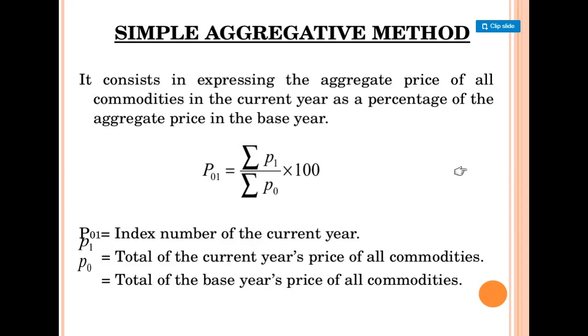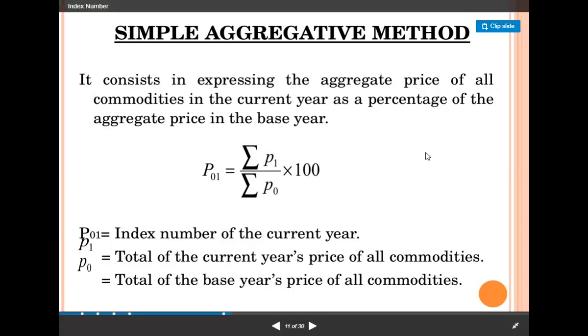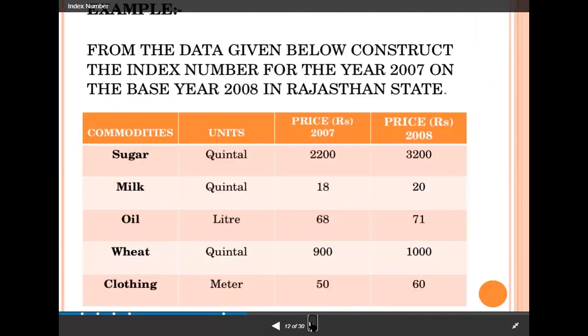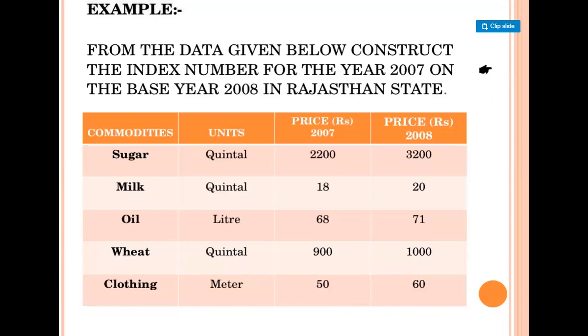P1 is the total of the current year prices of all commodities. Here we consider the prices of different commodities, so it is the total of the current year prices of all commodities divided by the total of the base year prices of all commodities. So this is the formula, which is used to find the simple aggregative index. Next, basing on this formula, let us see how to solve the problem.